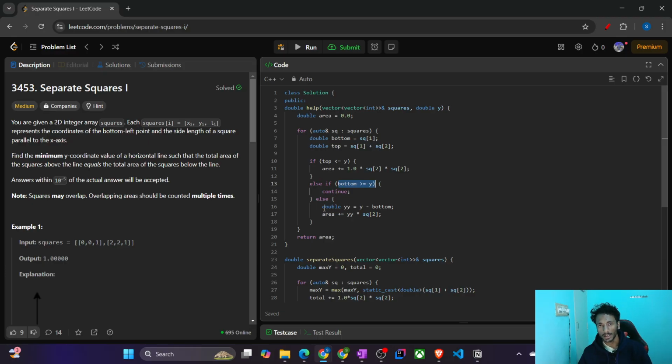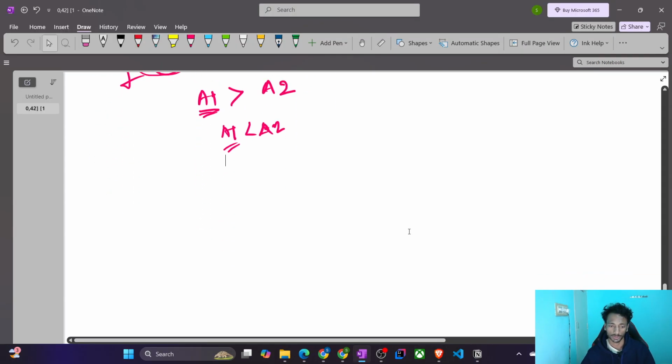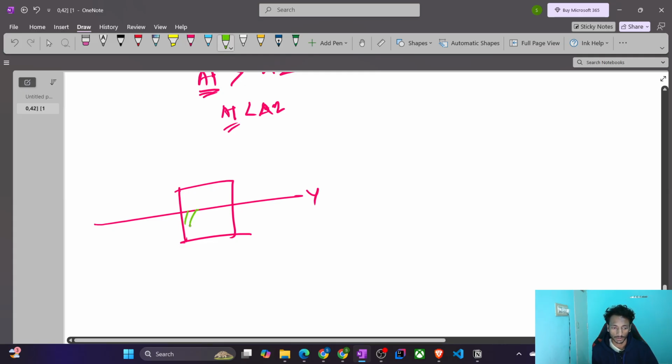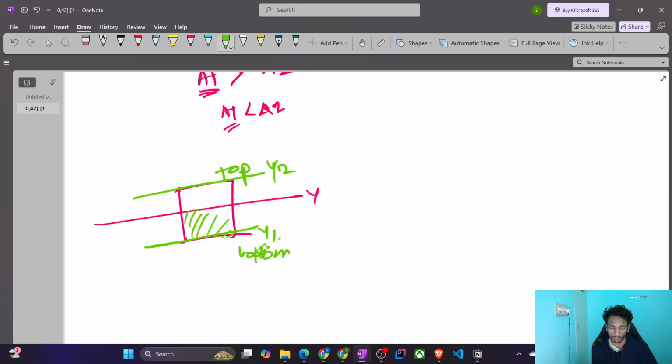Else what will happen? Some portion may be below, right? Suppose this is one square and our reference line is here. So what will be the area present below the line? This will be the area. This is the bottom y value, and this is the top y value. So this is y2 suppose, and this is y1. So I will find out this length. This length will be y minus y1, and the other length will be the same.